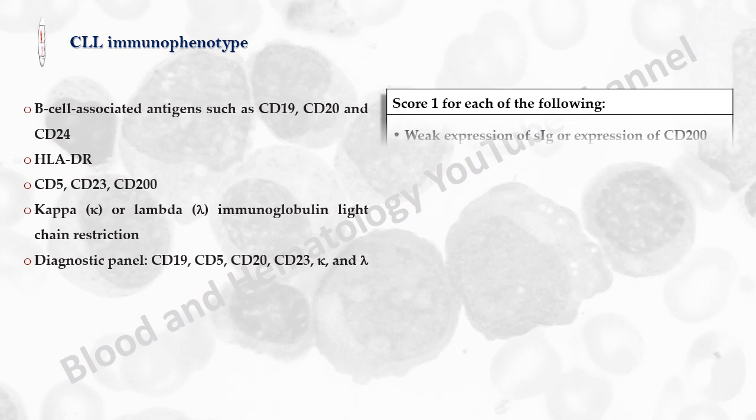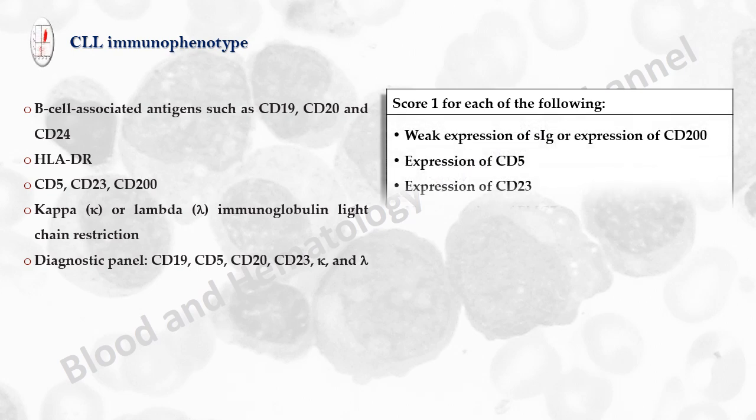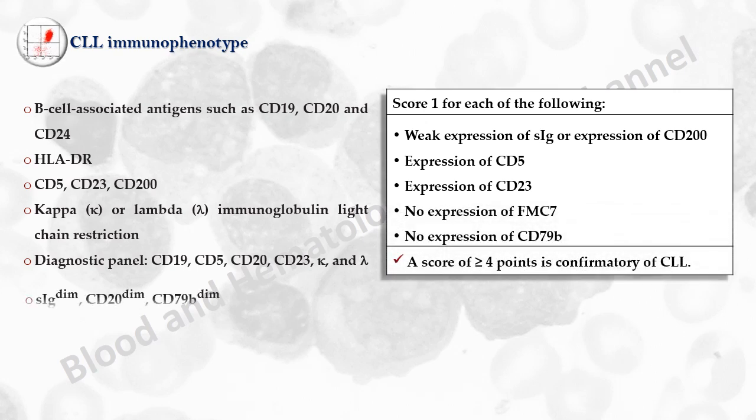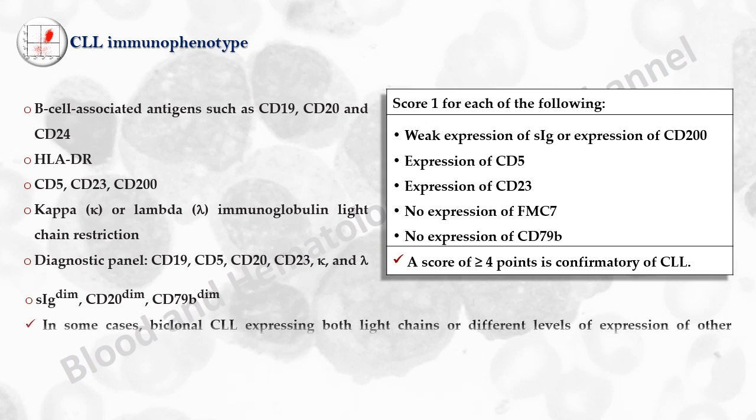The diagnosis of CLL is greatly aided by use of a scoring system. A score of 4 or more points is confirmatory of CLL. The levels of surface immunoglobulin, CD20 and CD79B are characteristically low compared to those found on normal B cells. In some cases, biclonal CLL expressing both light chains, or different levels of expression of other immunophenotypic antigens, is also seen.